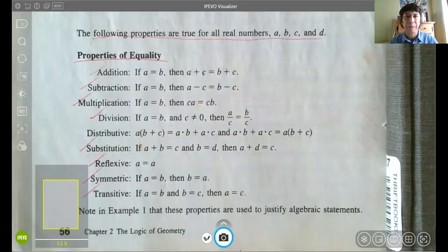Okay, so we have over here, the following properties are true for all real numbers A, B, C, and D. And under properties of equality, the first one is the addition property. If A equals B, then a third quantity C added to A must be equal to C added to B. So A plus C is also equal to B plus C. Under subtraction property, we have if A equals B, then the amount C subtracted from A is equal to the amount C subtracted from B.